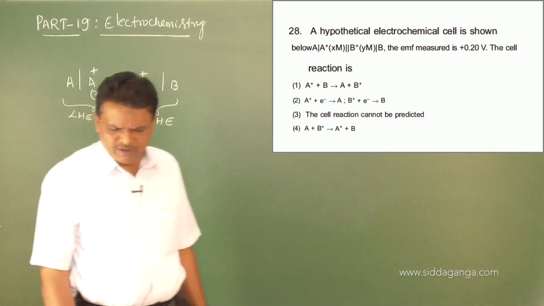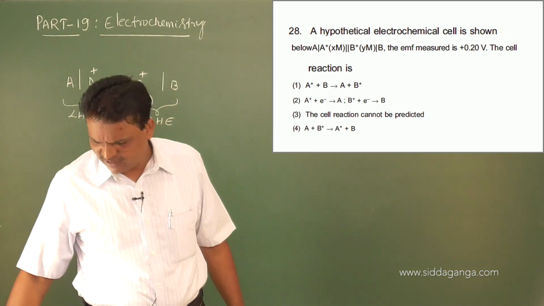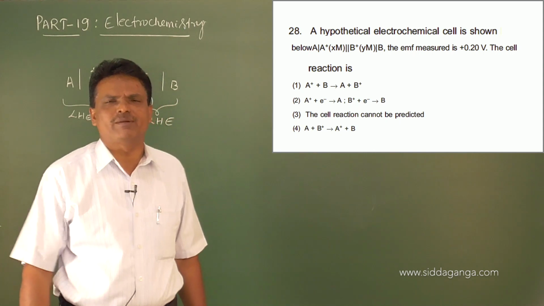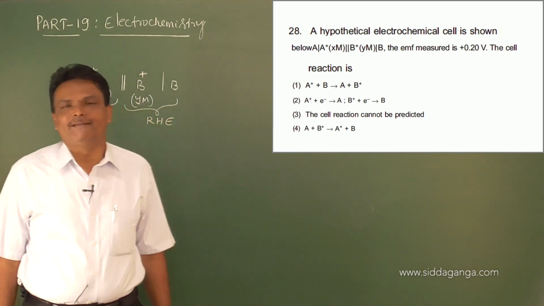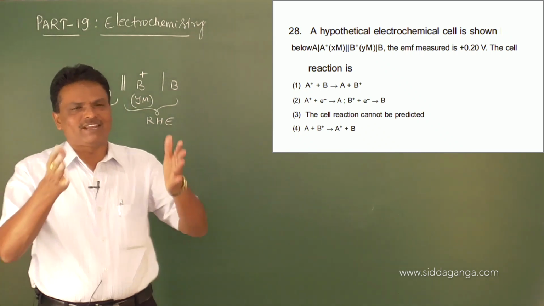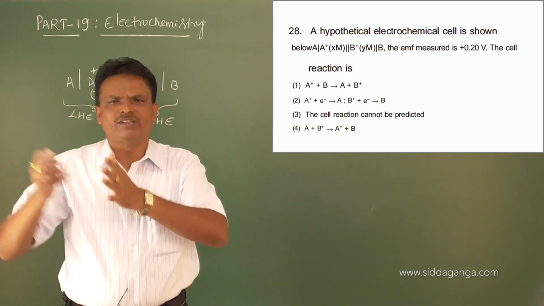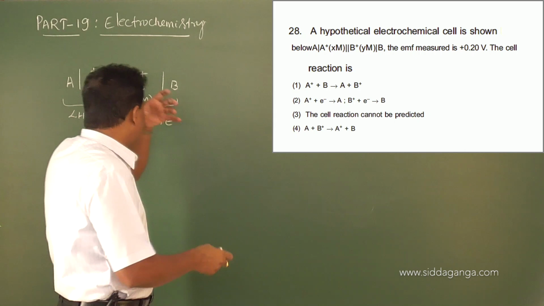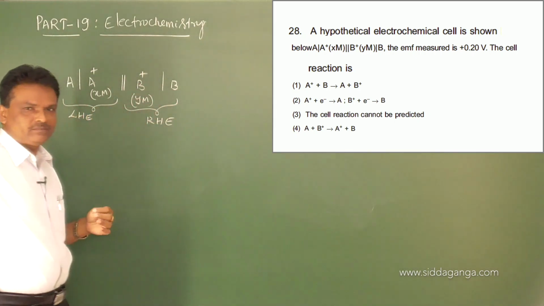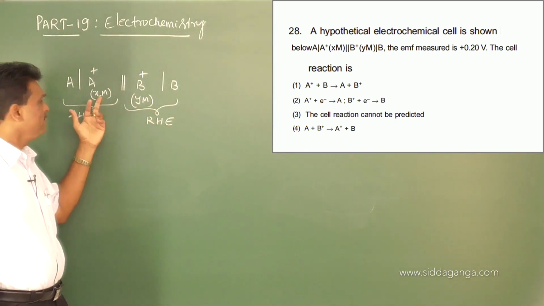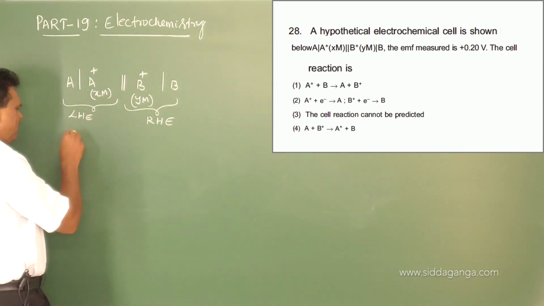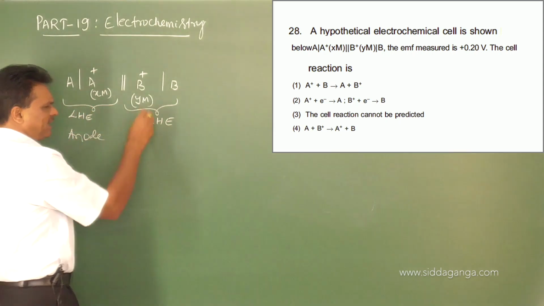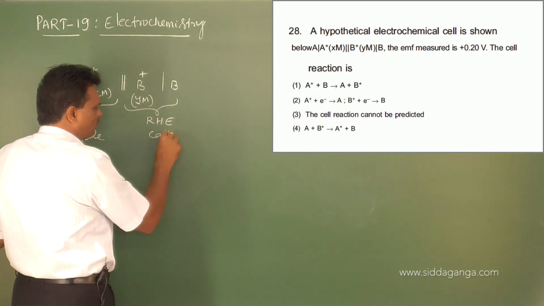If you observe the Daniel cell in this galvanic cell, what is the symbolic representation of the Daniel cell? In the Daniel cell, the left hand electrode is anode and the right hand electrode is cathode. So one cell representation is given. In this cell representation, the left hand electrode is anode and the right hand electrode is cathode.